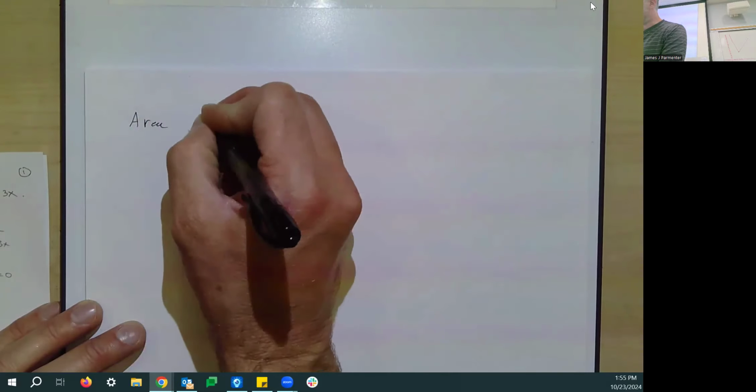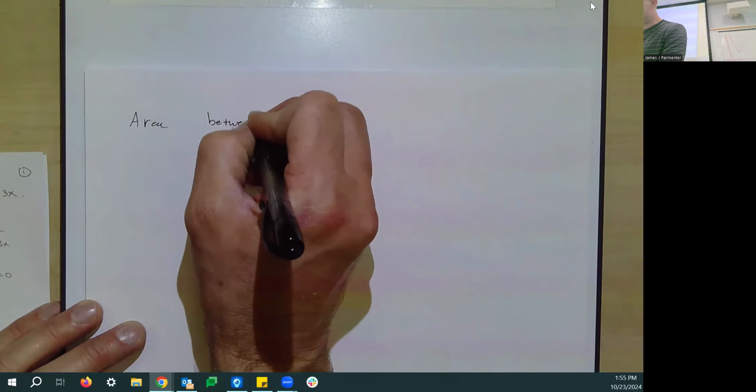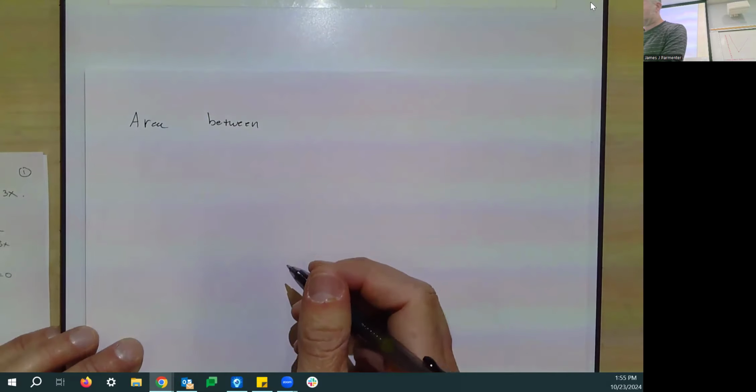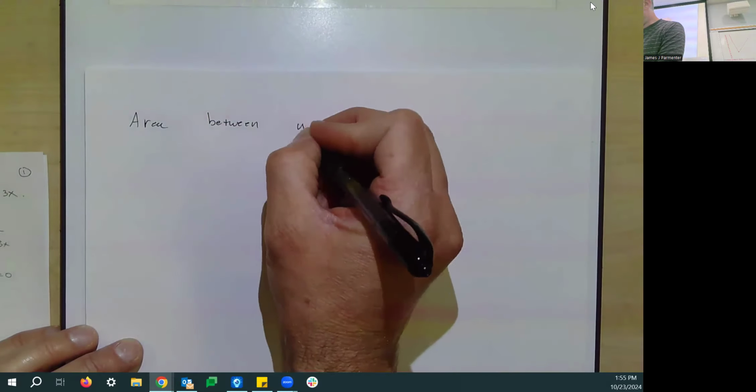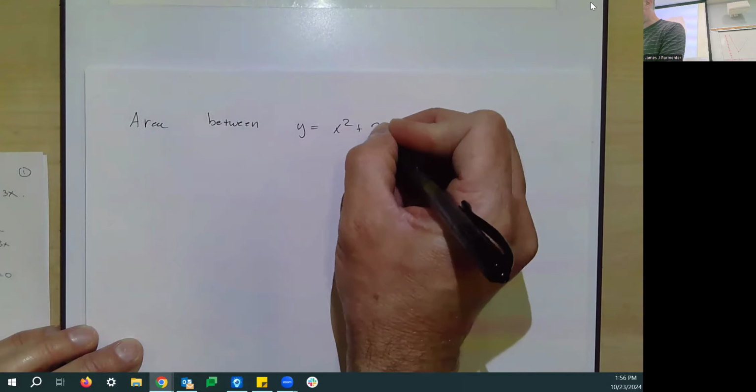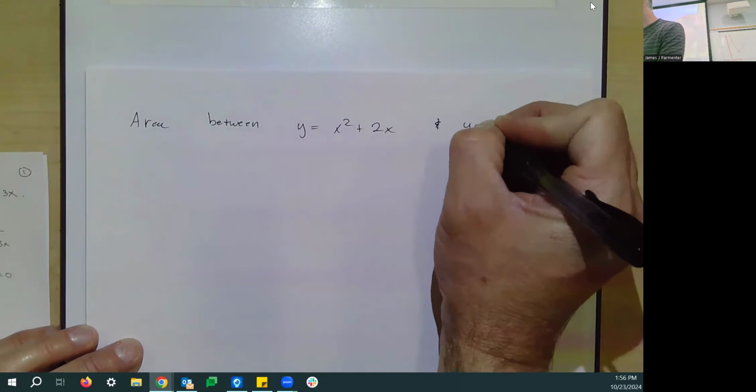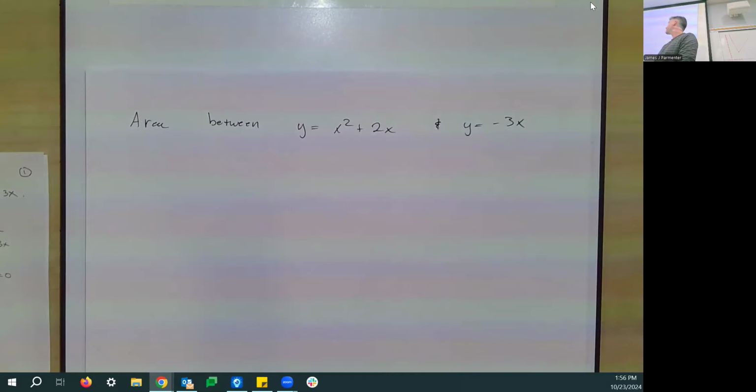So let's see. You probably already saw this one. If you watched the video, I feel like I did this one already. Still worth doing though. So area between, sure, let's change it up. y equal to x squared plus 2x and y equal to negative 3x.